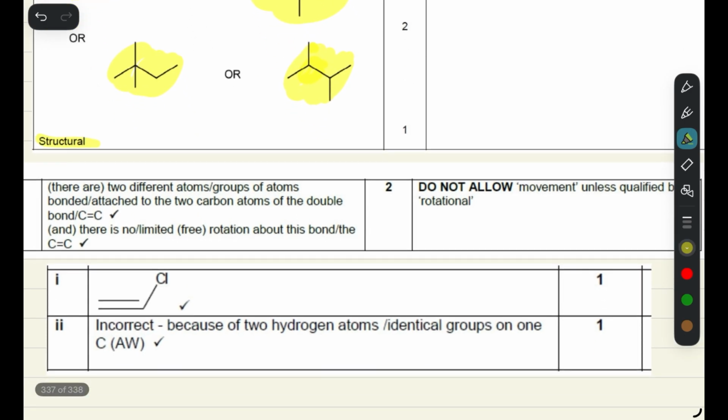Now the next one is explaining why EZ isomerism happens. We've been through this. Remember, you're saying no or limited, restricted rotation across the carbon-to-carbon double bond. And also you would have seen that there are 2 different atoms or groups of atoms attached to the carbon that's in the double bond. So make sure that you're being very specific with your wording there.